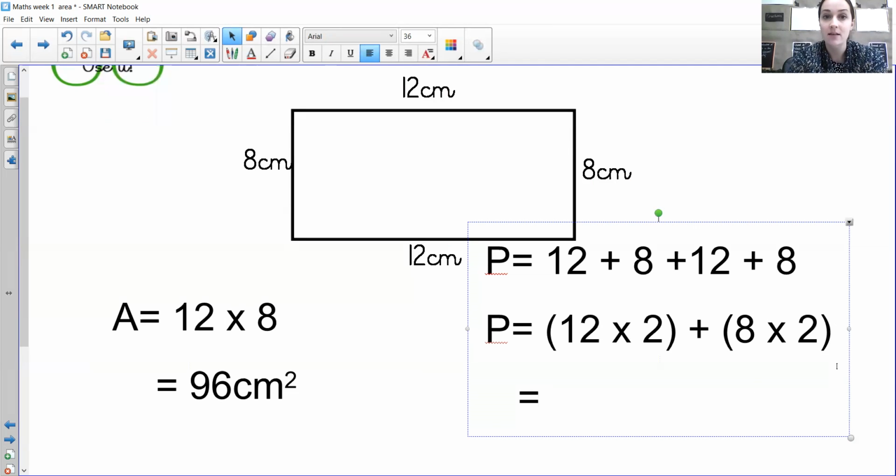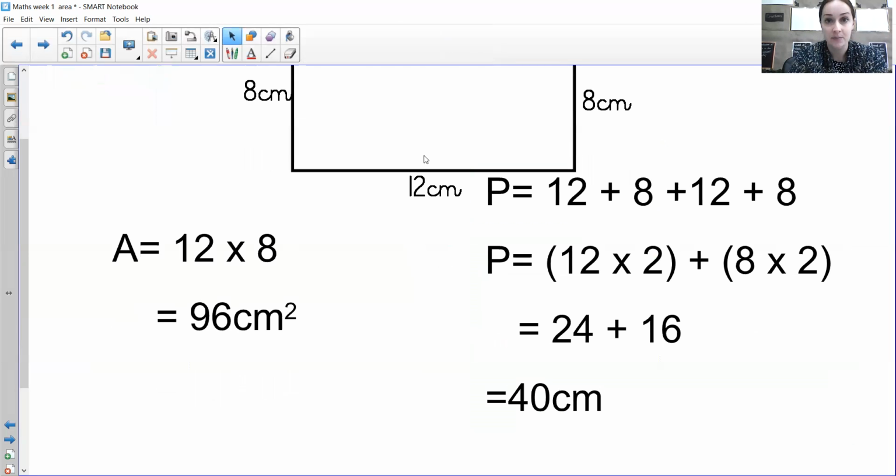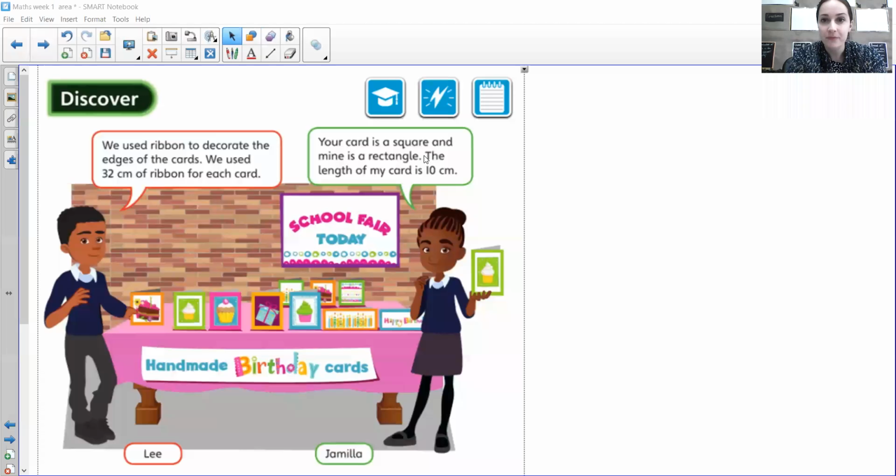So 12 times 2 is 24, and we're adding it to 8 times 2, which is 16. Add those together, so 20 add 10 is 30, 6 add 4 is 10, add them together, 40 centimetres, and just centimetres because it was just one dimension, it was just the length all the way around the outside this time. Right, lovely, well done if you got that right.